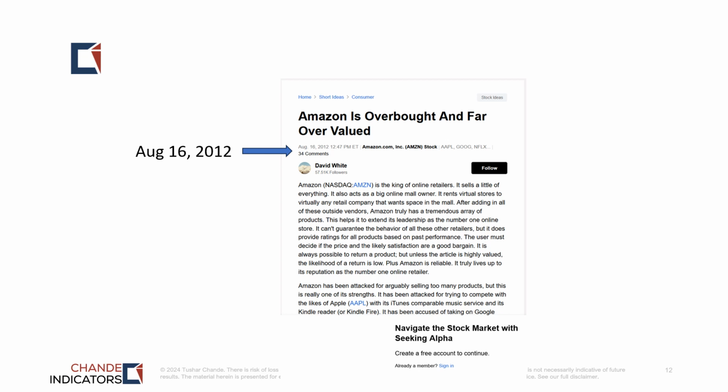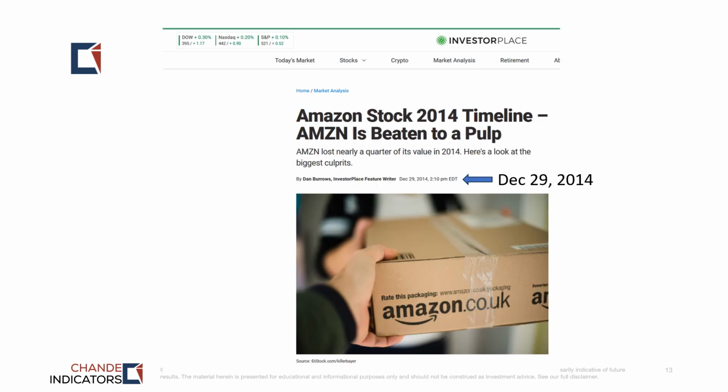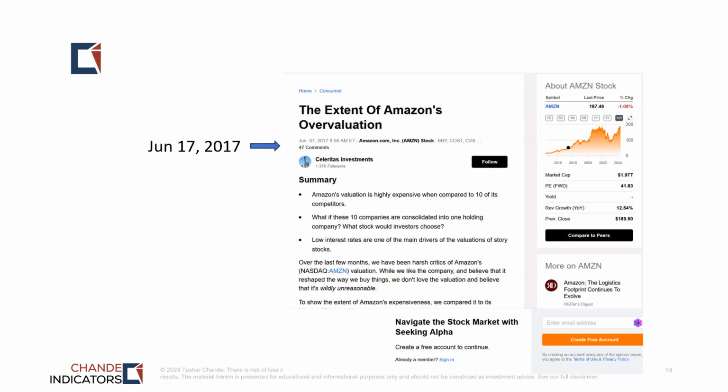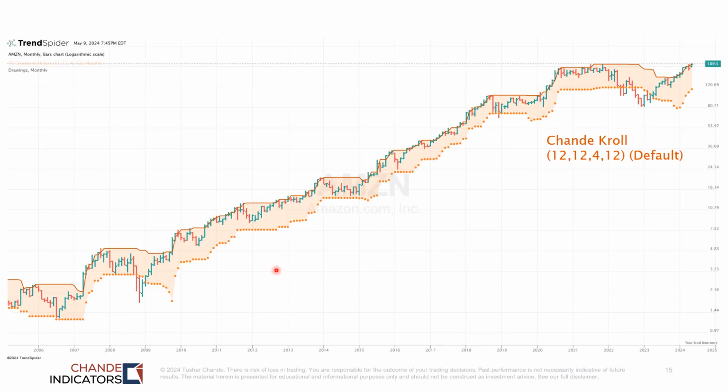Now the valuation arguments were made over and over again. So here we have an example from August 16 of 2012 where Amazon is overbought. Another example of a negative headline from 2014, and yet another argument about overvaluation in 2017. So just to remind you, we had all that negative press here and here and here. All the while the stock just kept going higher.